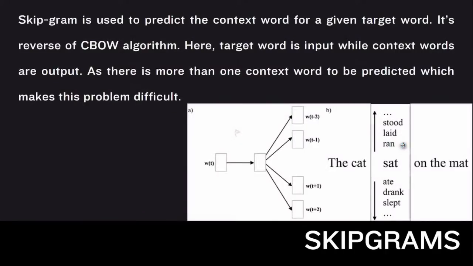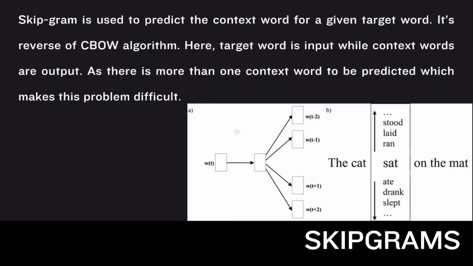So skipgram is used to predict the context words for a given target word, which means if you give a target word, it is going to predict the surrounding context, which is completely reverse or opposite of our continuous bag of words algorithm. Here the target word is the input, while context words are the output. So you are going to predict the context.